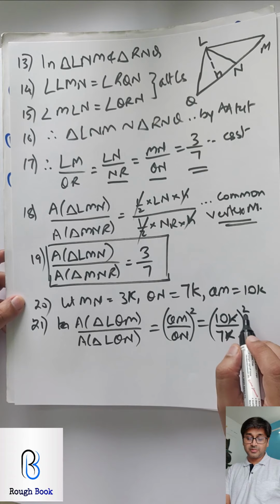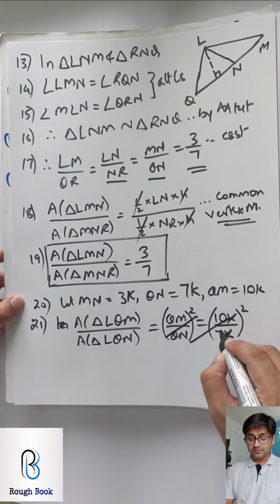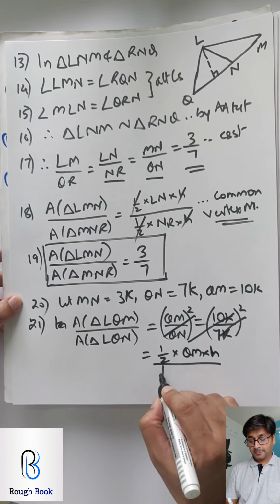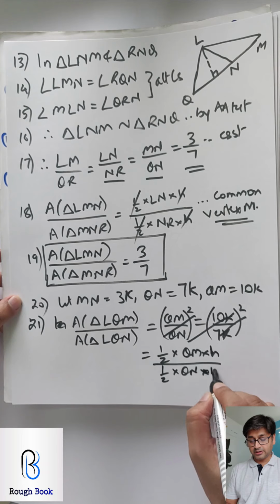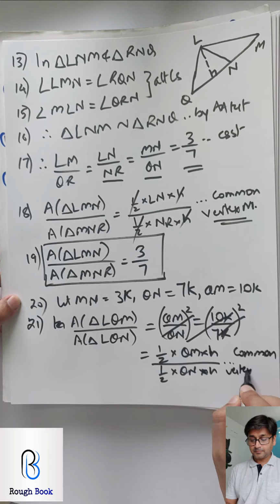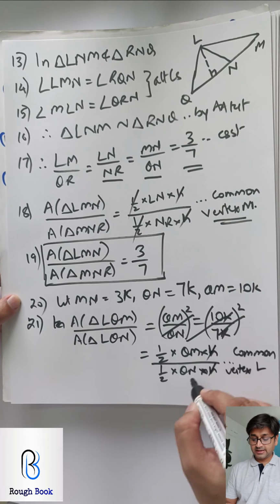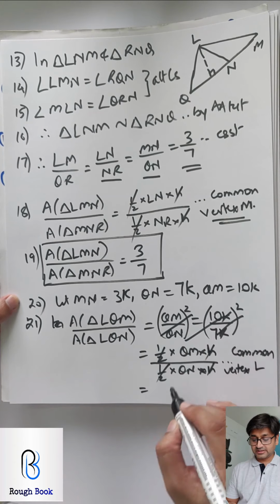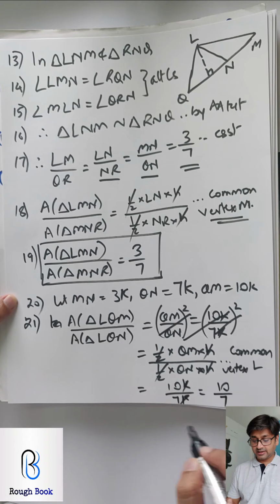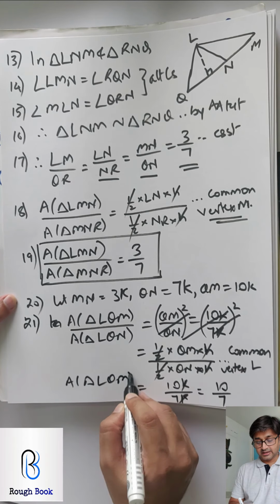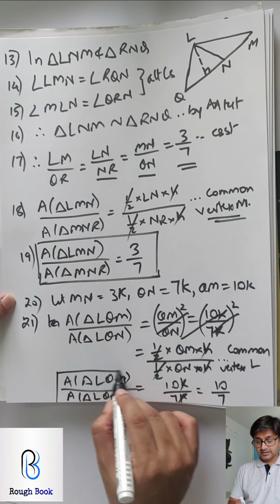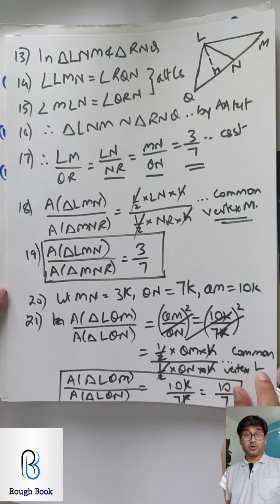Not whole square, no, because this is common vertex. See, I messed up over here, sorry. So this should be half base is QM into height. Half base is QN into height. You can say common vertex L. Heights get cancelled, this gets cancelled. QM is 10K and QN is 7K. So your K gets cancelled, 10 by 7. So finally area of triangle LQM upon area of triangle LQN is equal to 10 by 7. Lot of work in this sum.